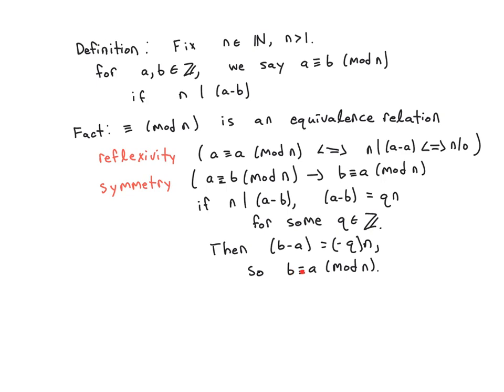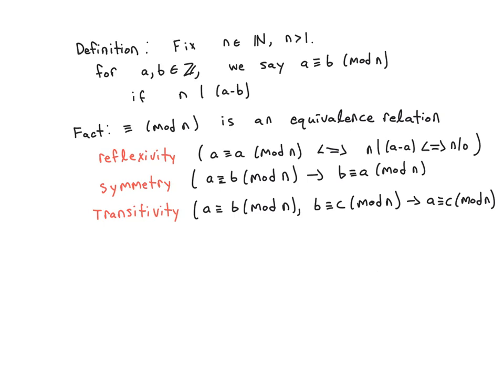And so b is congruent to a modulo n, which means that congruence modulo n is in fact a symmetric relation. So we have two of the three properties to be an equivalence relation. What is the third property? That's right, we still have to show that it's transitive, so we have to show transitivity holds, which is that if a is related to b and b is related to c, then a is related to c.